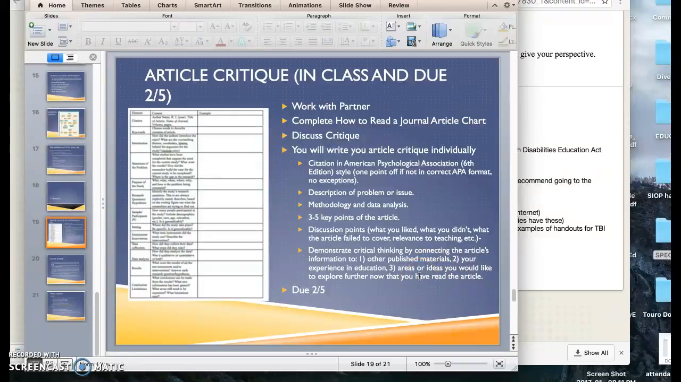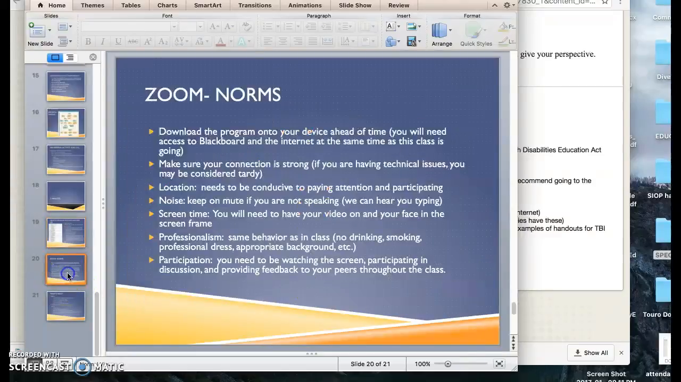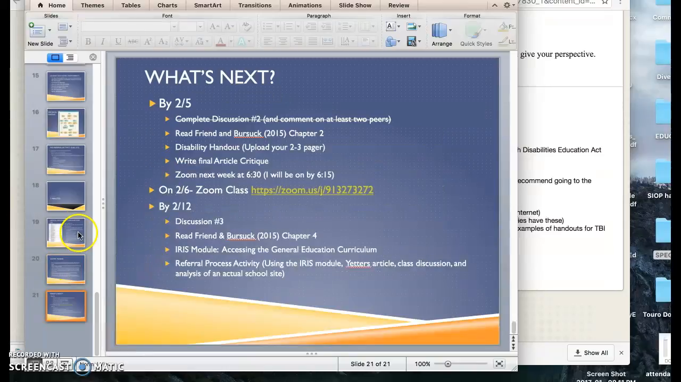So you demonstrate your critical thinking by connecting the information to either other published material, your experience in education, or the areas you'd like to explore further now that you've read the article. And this should include what you've said and also what your partner has said. And you'll be sharing that on the Zoom screen. And then we talked about Zoom norms, make sure that you're being professional on camera and that you are ready for the technology piece.